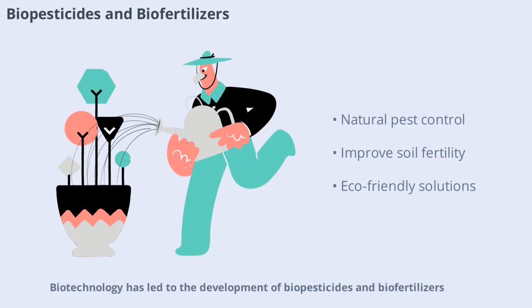Biotechnology has led to the development of biopesticides and biofertilizers, which are natural alternatives to chemical products. Biopesticides use living organisms or natural substances to control pests, while biofertilizers enhance soil fertility by promoting beneficial microbes. These products are safer for the environment and human health, supporting the shift toward more sustainable farming systems.